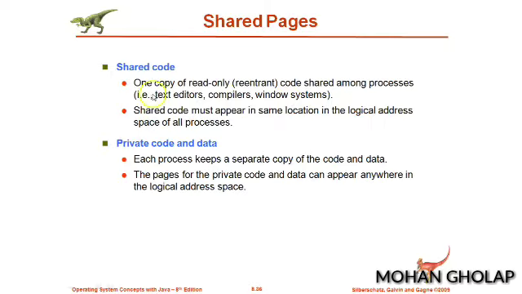Along with this shared code, we have something called private code and private data also. Each process keeps a separate copy of the code and data, meaning this is not shared among the other processes. That's why it is called private code and private data. The pages for the private code and data can appear anywhere in the logical address space.